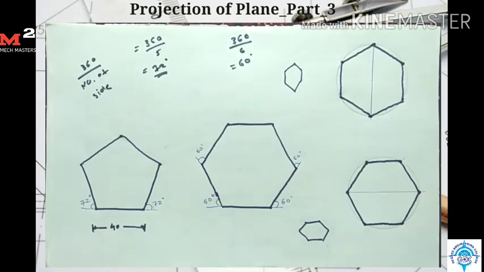So in this way we drew the pentagon and hexagon planes. Here I conclude this lecture. In the upcoming lecture we will solve problems on hexagon, pentagon, circular and square plates. Thank you.